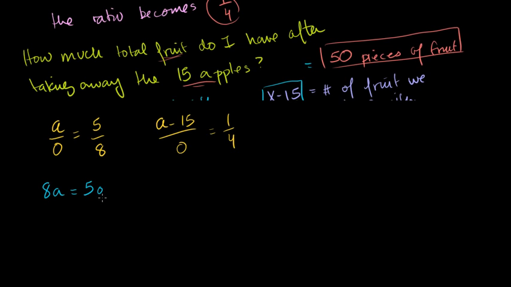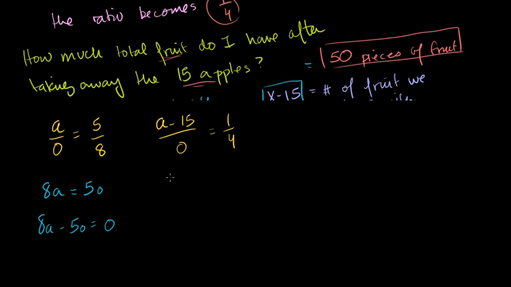Is equal to 5o. Or if we subtract 5o from both sides, we get 8a minus 5o is equal to 0. So this is just a linear equation with two unknowns.